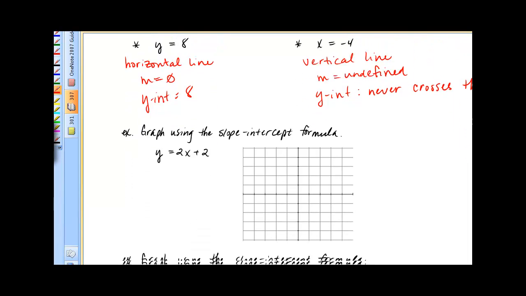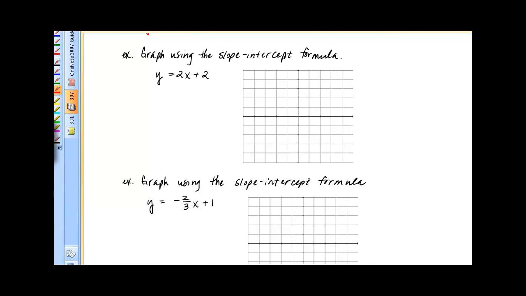Now that we know how to identify the slope and the intercept from the slope-intercept formula, let's use that idea to graph, which is the beauty of this. We can identify this equation as y equals 2x plus 2, where the coefficient 2 in front of x is the slope, and this positive 2 is the y-intercept.